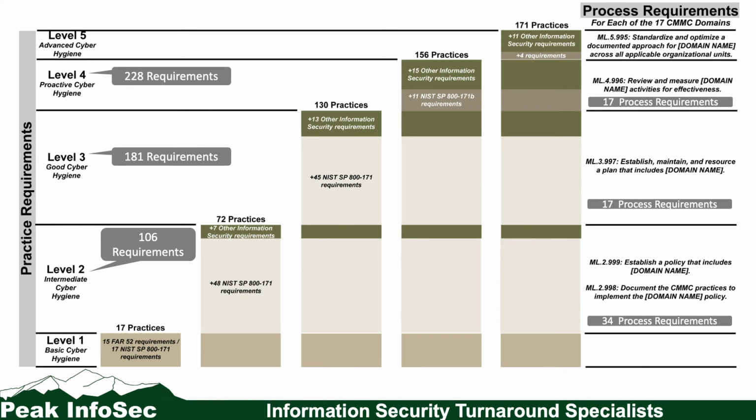In Level 5, DoD has now added in 11 more requirements from 800-171B, plus another 11 from external information security frameworks. In addition, we have the last process requirement. So overall, we're now looking at 256 requirements an organization will have to comply with in order to be certified for the CMMC.